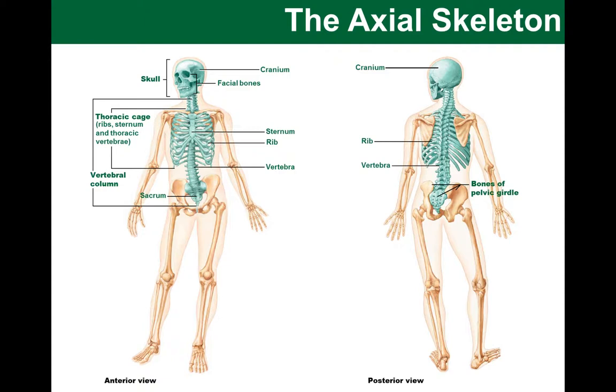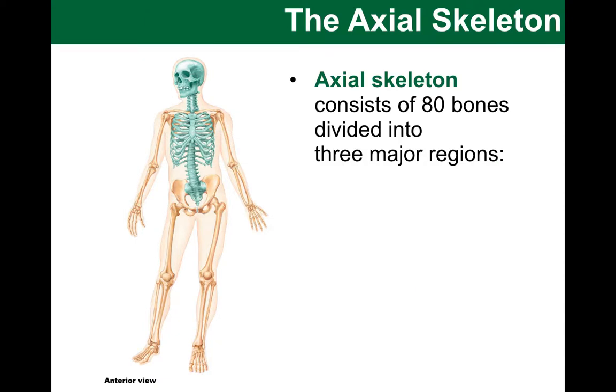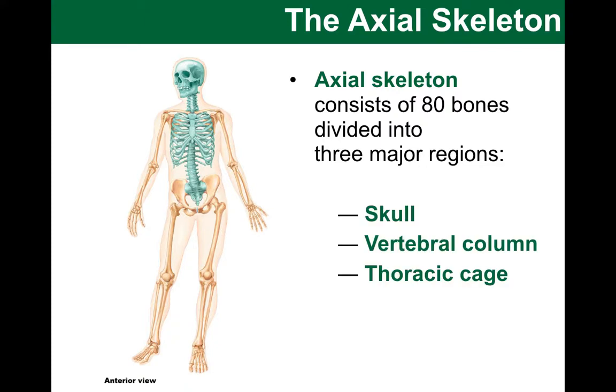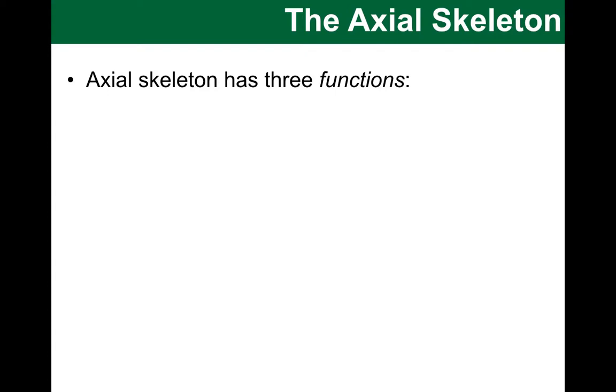So let's get started. For the axial skeleton, we will be considering three main areas, which altogether contain about 80 bones. These areas include the skull, which is made of the cranium and the facial bones. The vertebral column, with its cervical, thoracic, and lumbar regions, and sacrum and coccyx. And of course, the bony structures of the chest, known as the thoracic cage. We will be starting with the skull in a bit, but before that, I wanted to briefly discuss the functions of the axial skeleton.